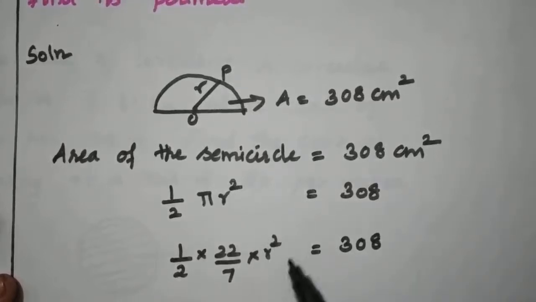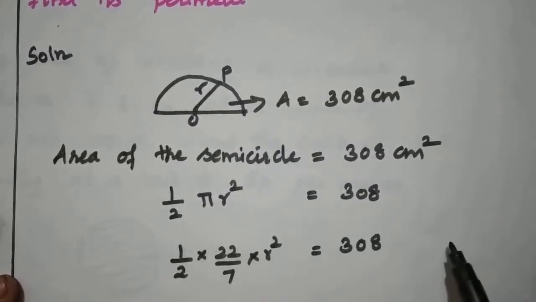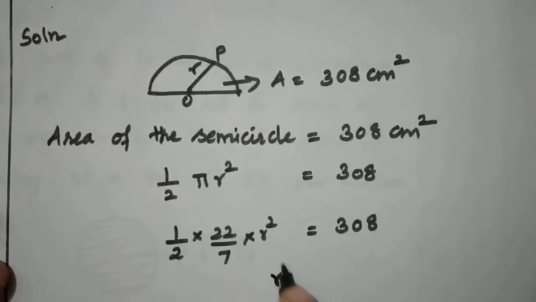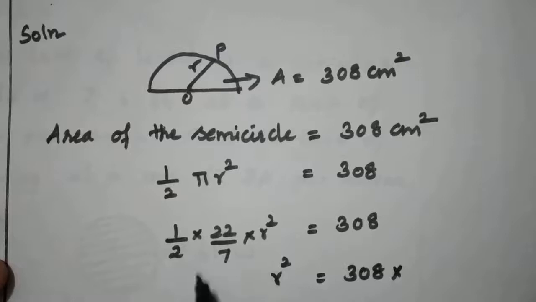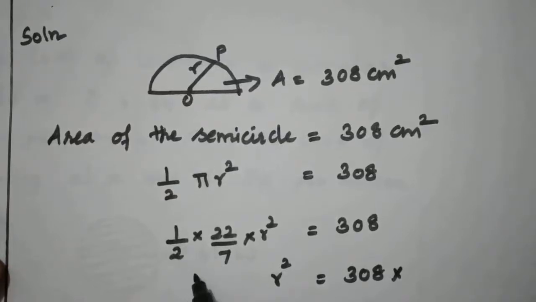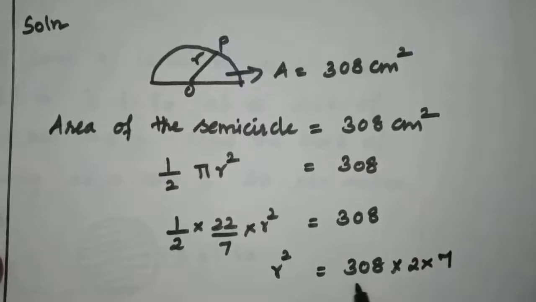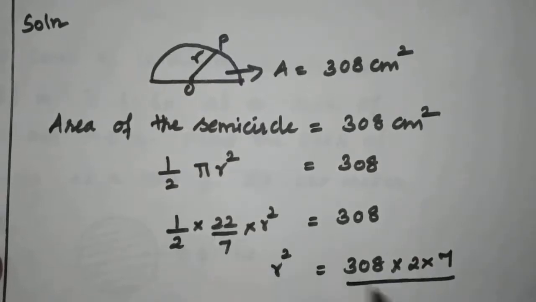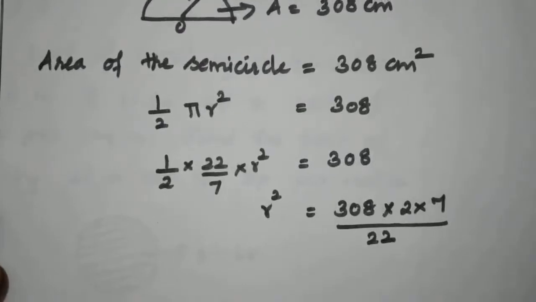So here we are going to find the value of this r. So keep this r alone on your left hand side. Move the remaining things to the right hand side of the equation. So r square is equal to 308. This 2 and 7 are in the denominator. When they go to that side, they come in the numerator. So this 22, you have to write in the denominator. Now you have to simplify this one.